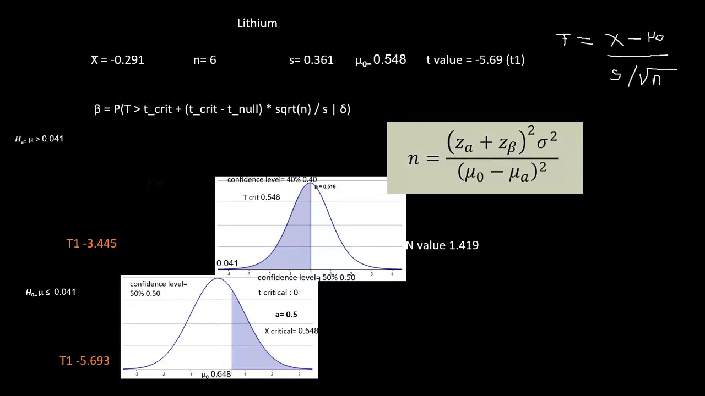Yeah. And if you align them like this, when you calculate beta, the t value that you come up with doesn't enter the formula. It doesn't affect the beta.